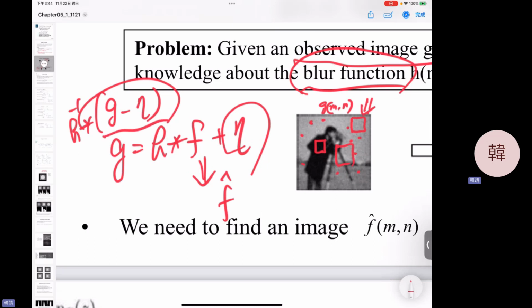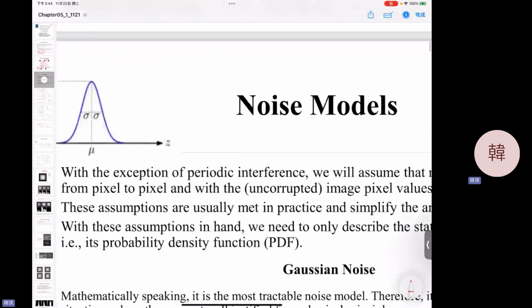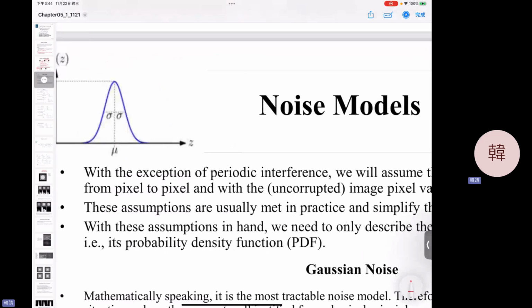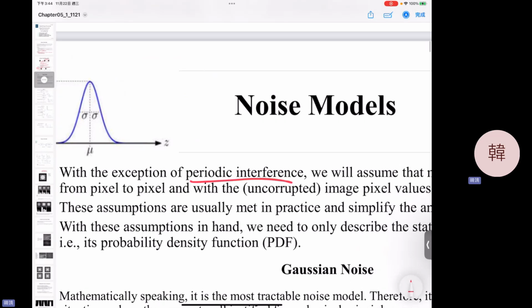So step by step, we are going to look at the noise model first. So first of all, we can see most of the general condition, with the exception of the periodic interference. What's the periodic interference? We already saw that in chapter 4, the latest image, the Saturn image ring, right? That image has some specific pattern continually, periodically. This is a keyword, periodic.